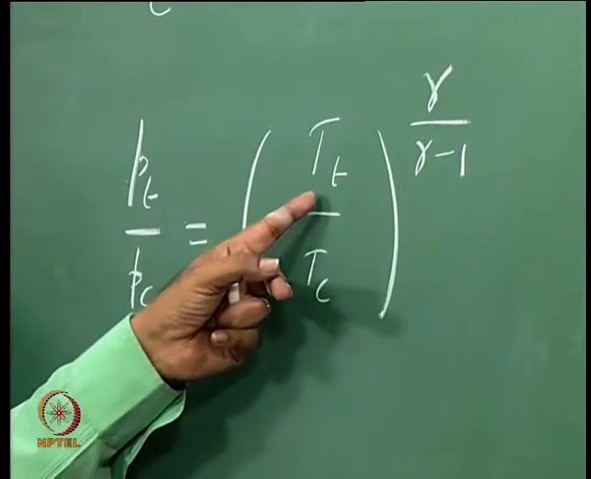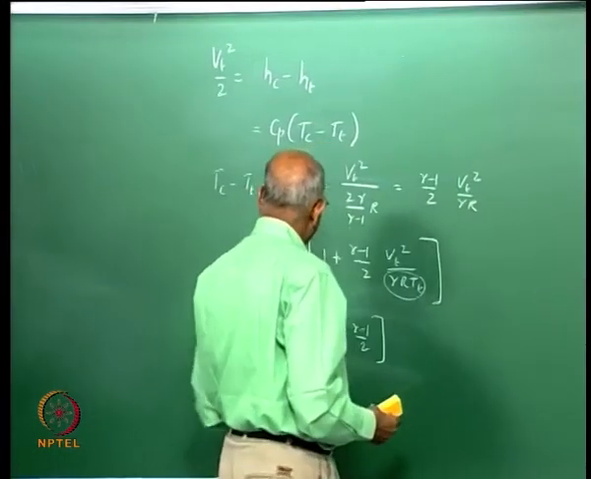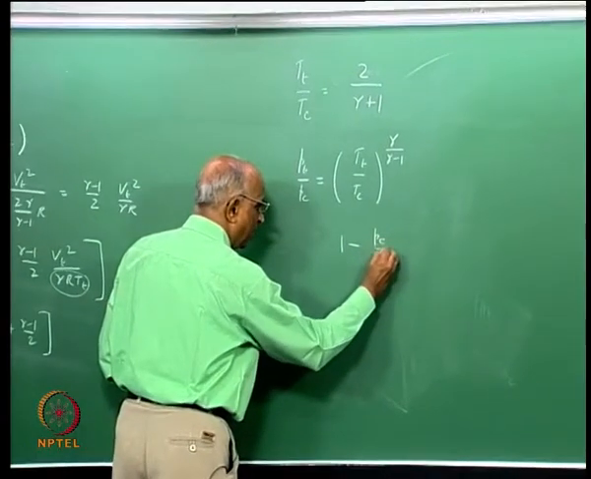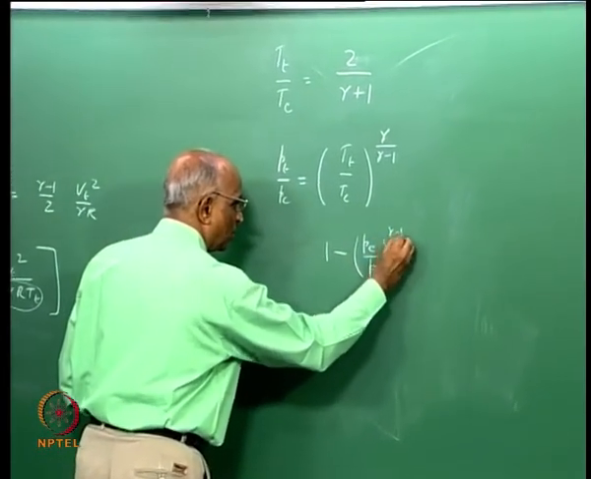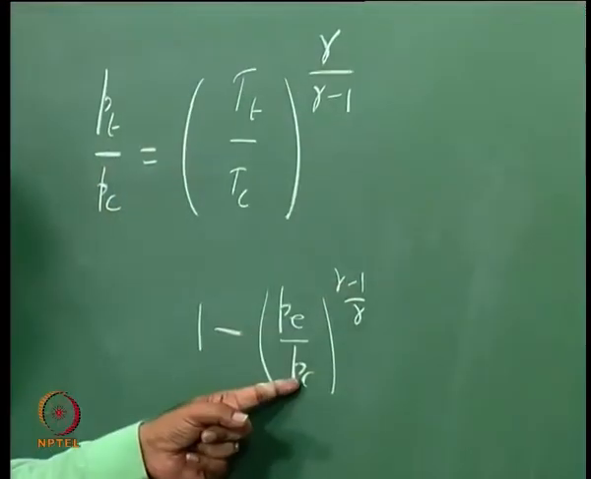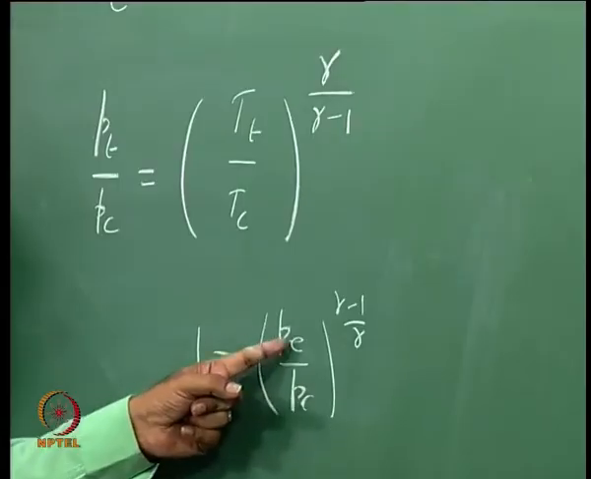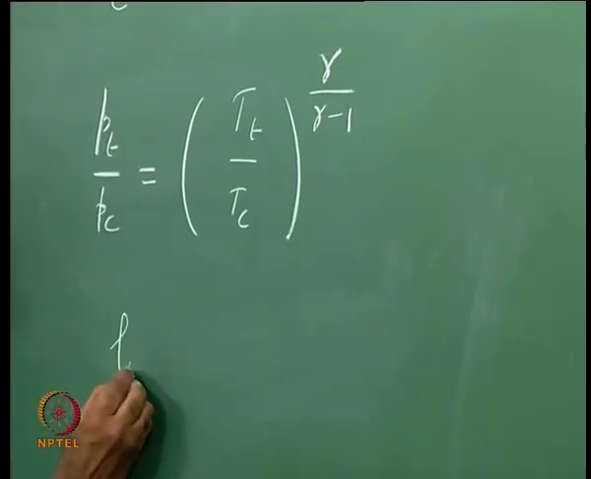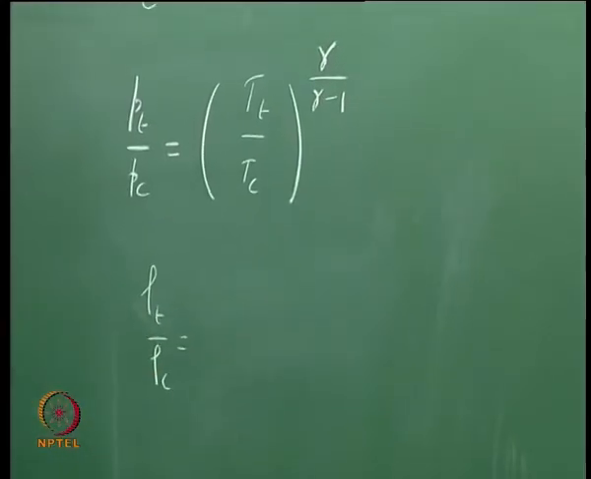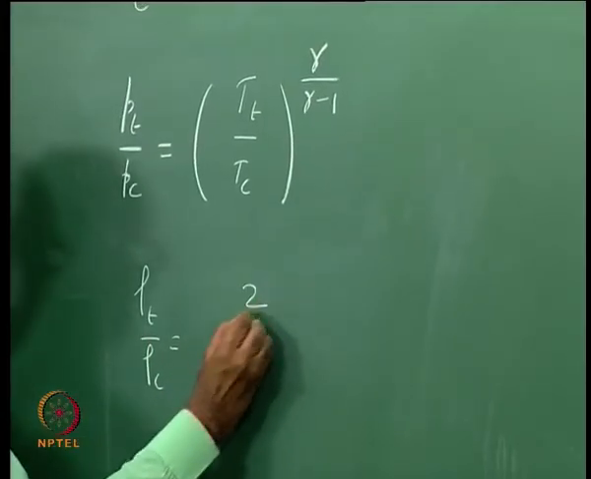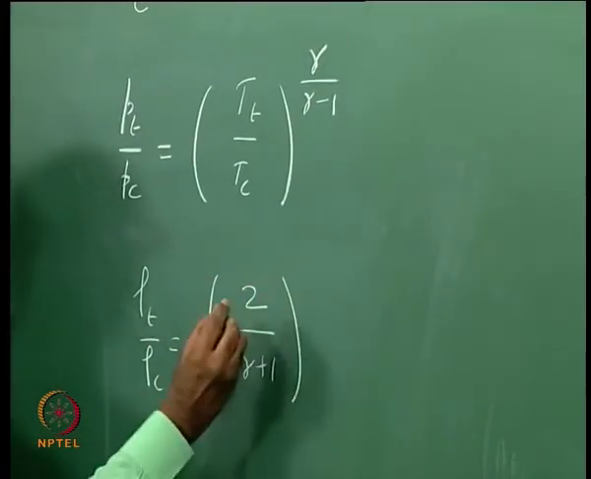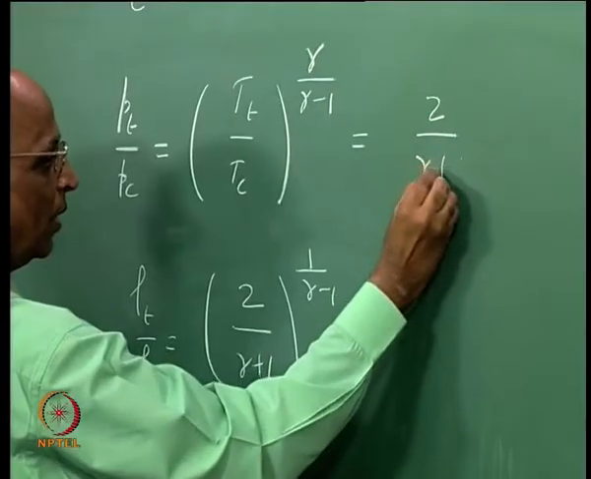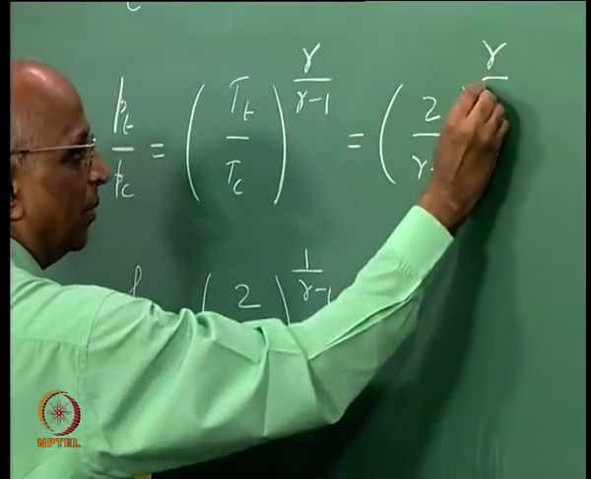In fact, you will remember in the expression for Vj, we had the expression 1 minus P by Pc to the power gamma minus 1 by gamma. How did it come? This was essentially Te by Tc, converted in terms of the pressure ratio. What is the value of rho t by rho c? It is equal to 2 over gamma plus 1 to the power 1 over gamma minus 1, and this maybe I should have written here as 2 over gamma plus 1 to the power gamma divided by gamma minus 1.